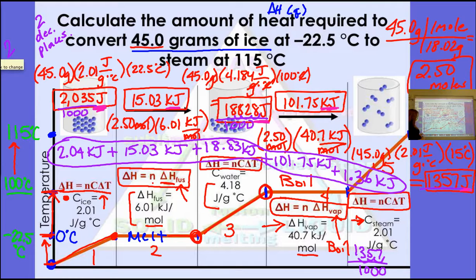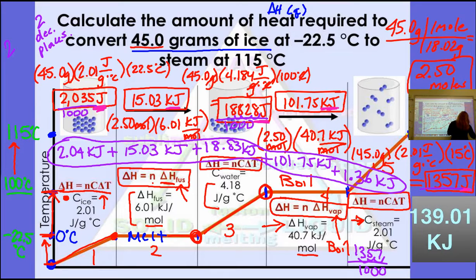Now, when you add all 5 of these pieces together, you will get the total energy required to convert ice to steam from negative 22.5 to 115 degrees Celsius. And my answer is 139.01 kilojoules. Check that in your calculator, make sure that's what you get. And then worksheet 3 is going to be 2 of these practice problems.